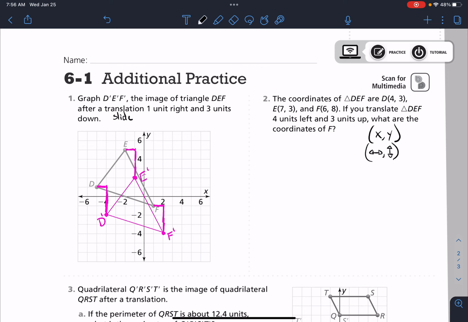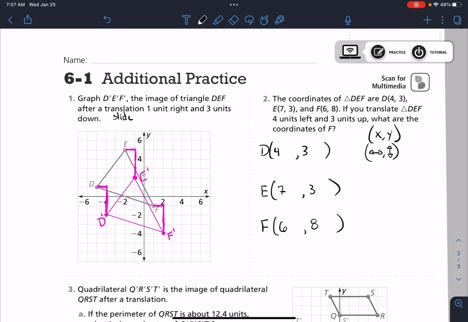So we have D is located at 4, 3. And I left space so I could show you the subtraction or addition to get to the new one. And we have E is at 7, 3. And then you have F is located at 6, 8. And it says you want to translate it 4 units to the left.